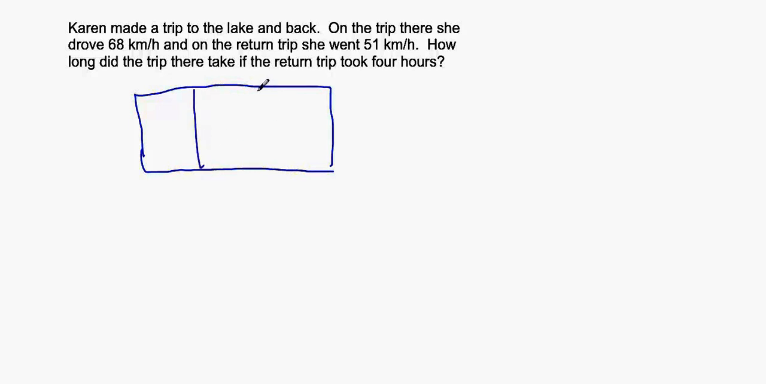Best thing to do is to make a little chart. So we'll make a quick chart here. Make it into 3 parts. And we'll be using our distance is equal to the rate multiplied by the time. In this case, by the way, the rate is an average rate or an average speed. So let's see. This would be the trip there, and then this will be the return trip.